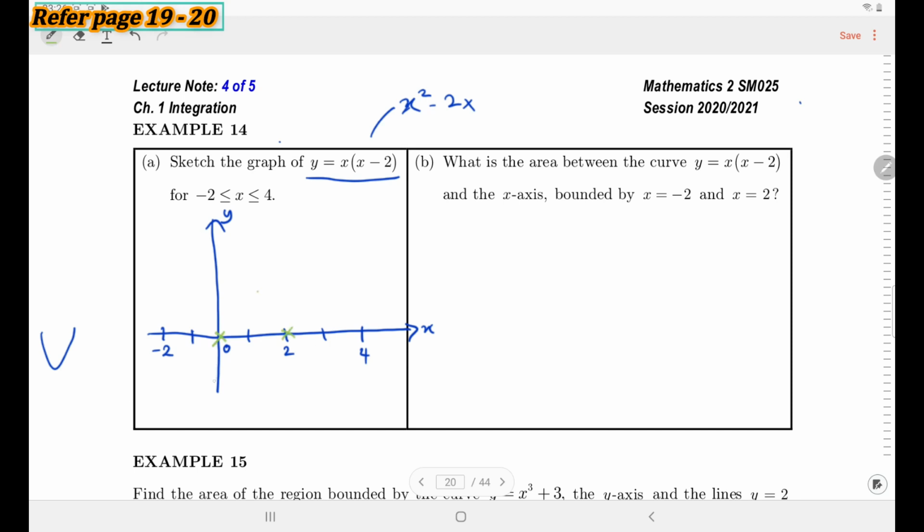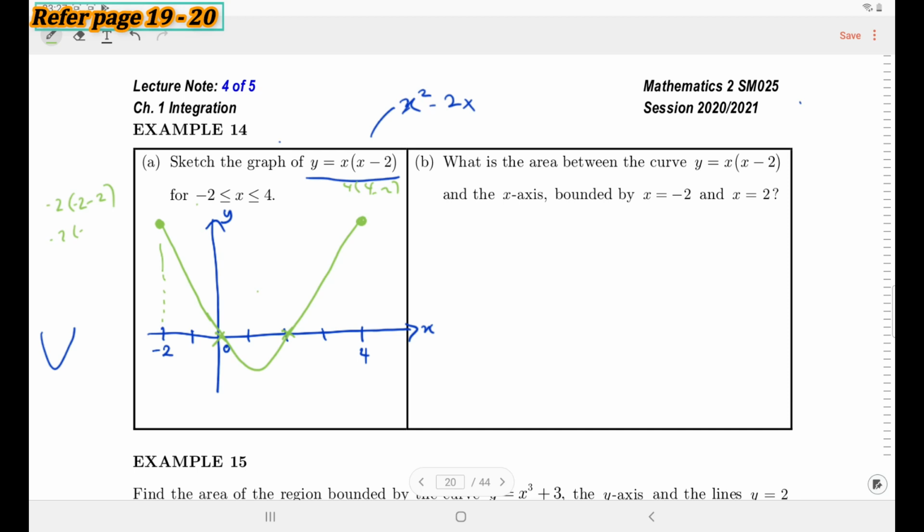If you are not sure what the graph looks like, you could plot points. When x equals negative 2, negative 2 times negative 2 minus 2 gives 8, so about there. And when x equals 4, 4 times 4 minus 2 is also 8, so somewhere here. Then there is the minimum point, so I can simply sketch the graph.